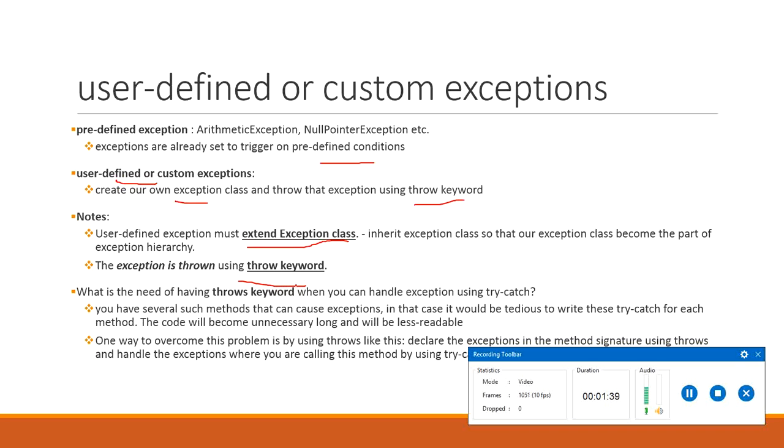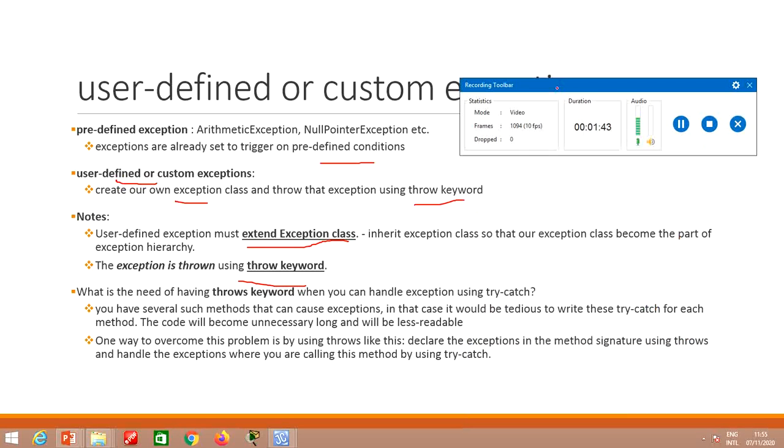So we have two keywords, the throw keyword and the throws keyword. We will shortly learn the difference between these two keywords, but our own exception will be thrown by using the throw keyword. So if we have the throw keyword, what is the use of having the throws keyword when you can handle exceptions using the try and catch block?